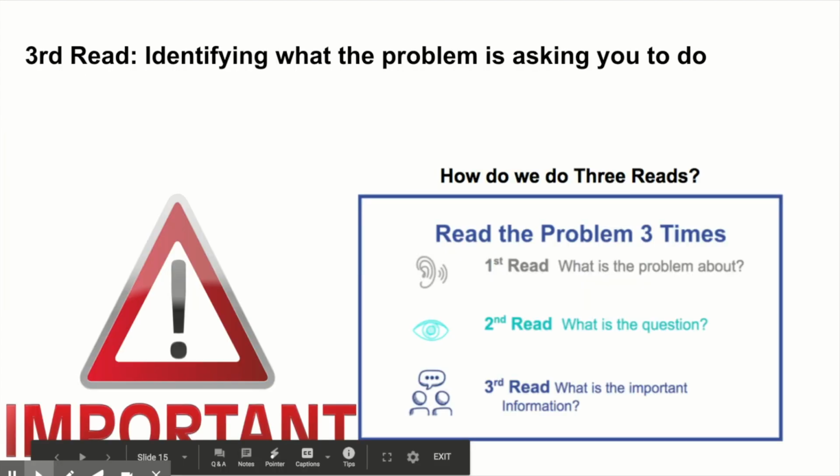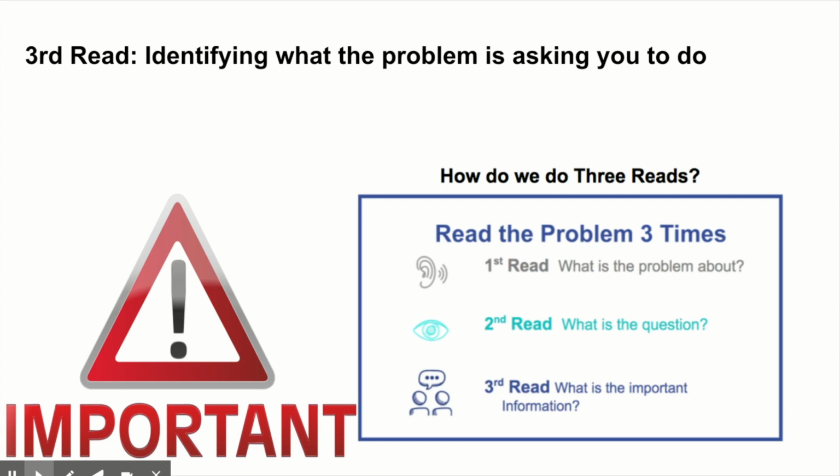During the third read, students are identifying what the problem is asking them to do. At this time, you have already identified possible questions. You may choose to ask the student to identify and highlight or underline any other information they think is important to solve the problem, and essentially answer the question. Students also begin to plan the strategy they will use to answer the question.